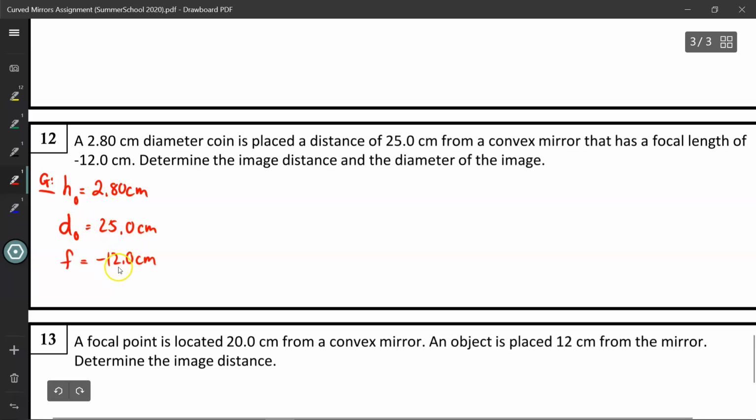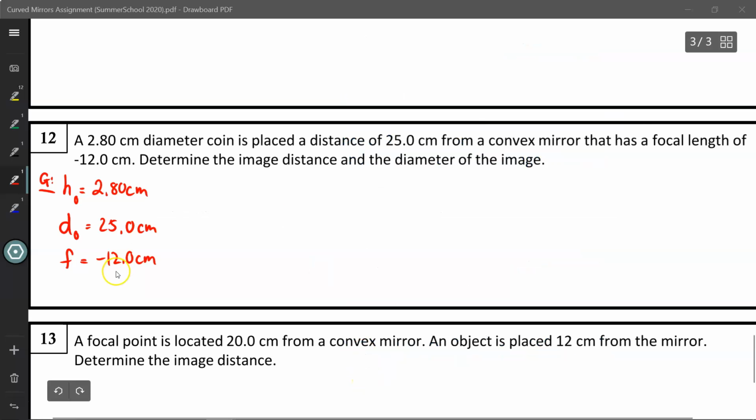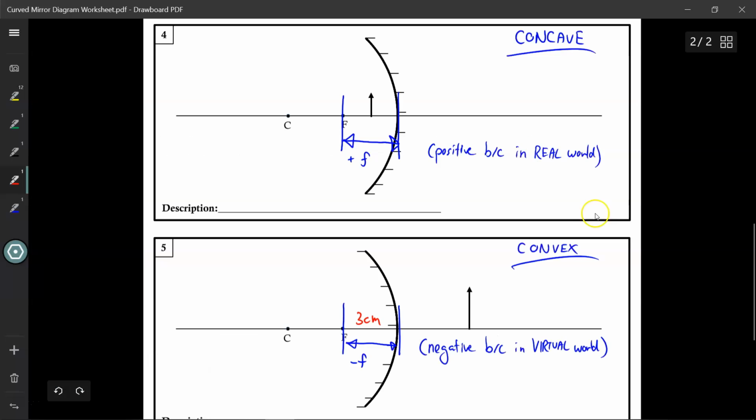Now it goes on to say that the focal length is negative 12 centimeters. So remember, convex mirrors must always have a negative focal distance. Sometimes the question will include the negative symbol, and sometimes it won't. Hint, hint. It is your responsibility to remember that convex mirrors always have a negative focal length.